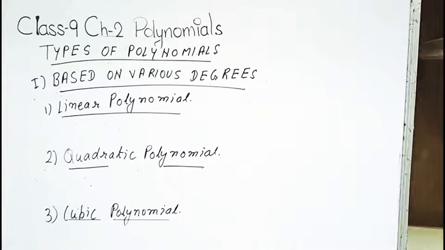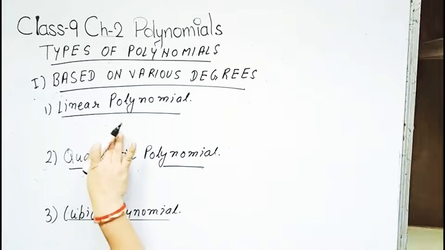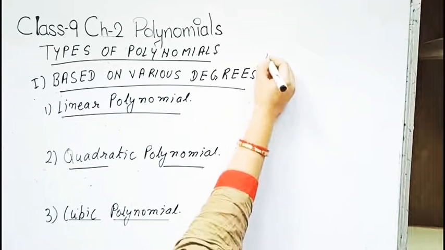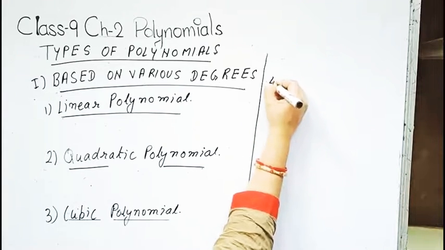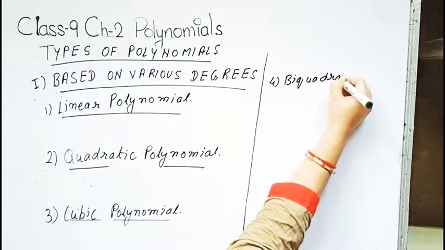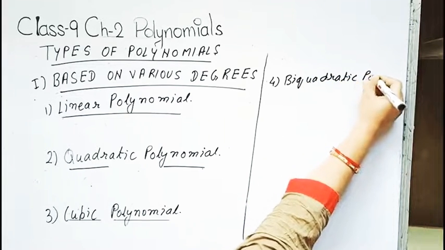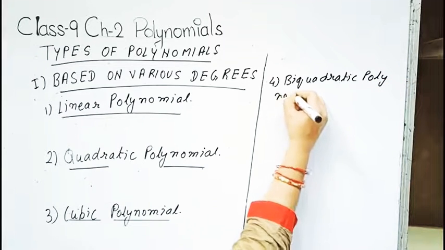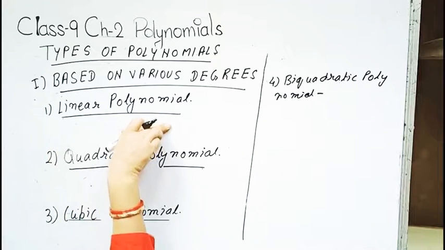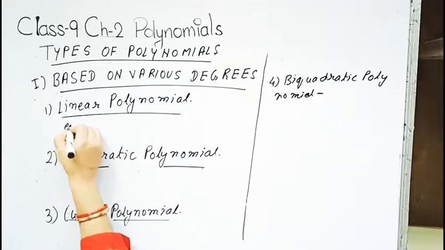Now let us go to the types of the polynomials. Number 1, based on various degrees. Based on various degrees, we have the types of the polynomials as linear polynomial, quadratic polynomial, cubic polynomial, then biquadratic polynomial, and so on. Let us know their definitions. Linear polynomial: a polynomial whose degree is 1 is called a linear polynomial.